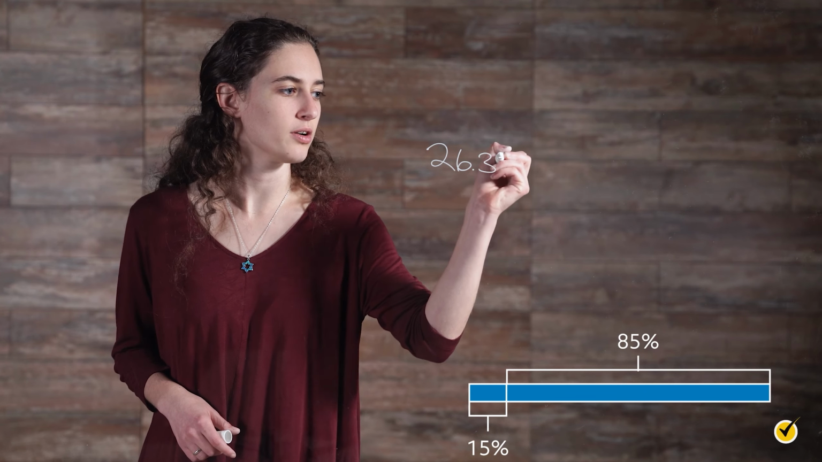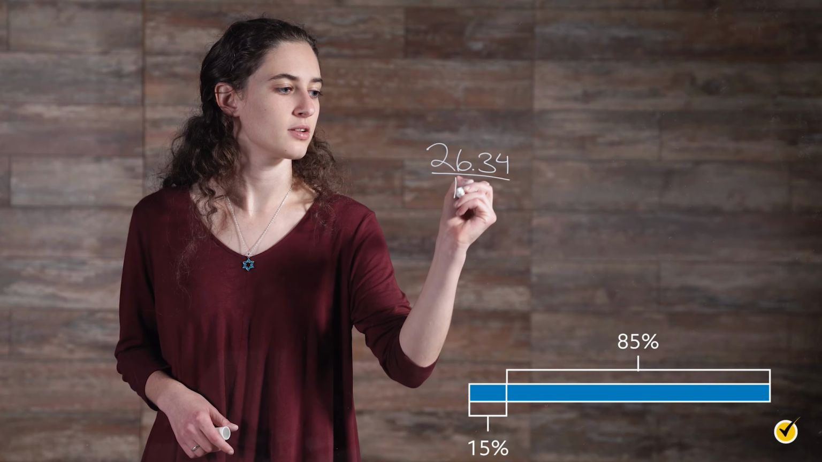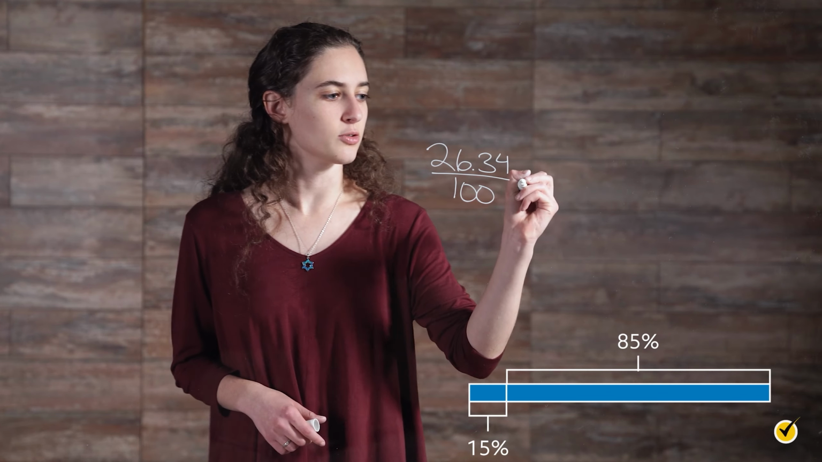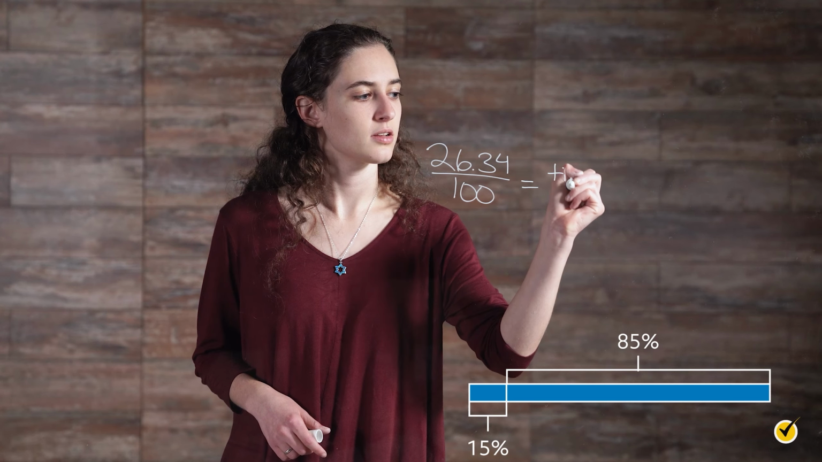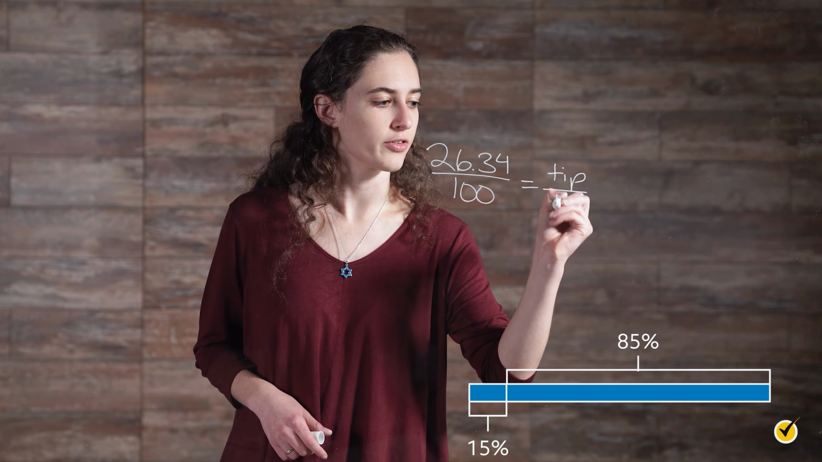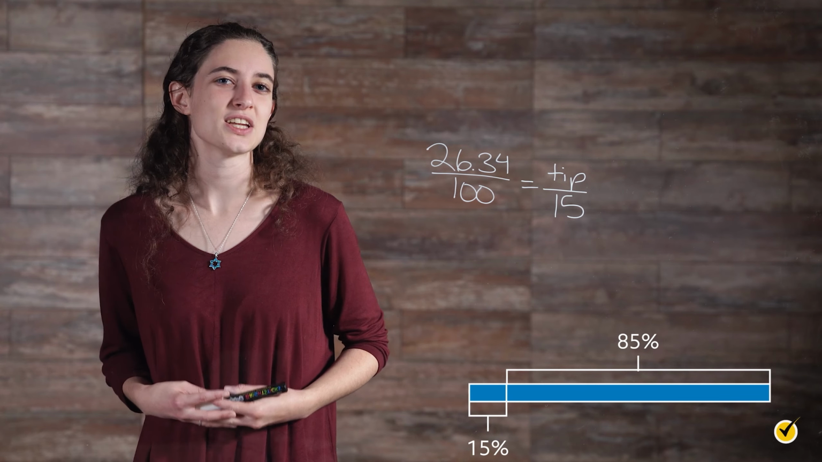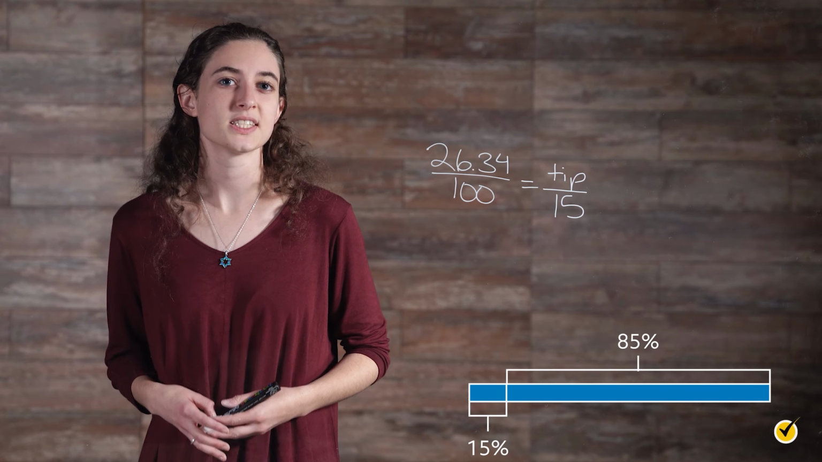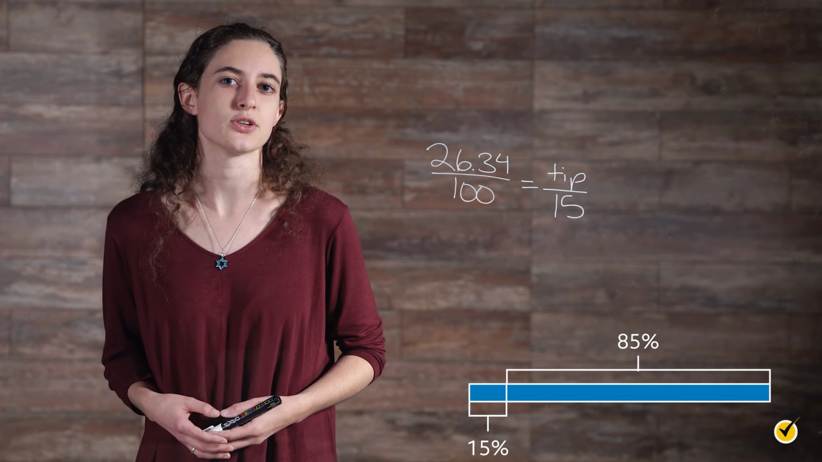Suppose you went back to the restaurant and had a bill of $26.34, but decided to leave the typical 15% tip. How much do you leave? The bar model still helps us visualize. So we have 26.34 over 100 is equal to our tip amount over 15. This time, it's not as easy as dividing by 5, since 15 doesn't go evenly into 100.